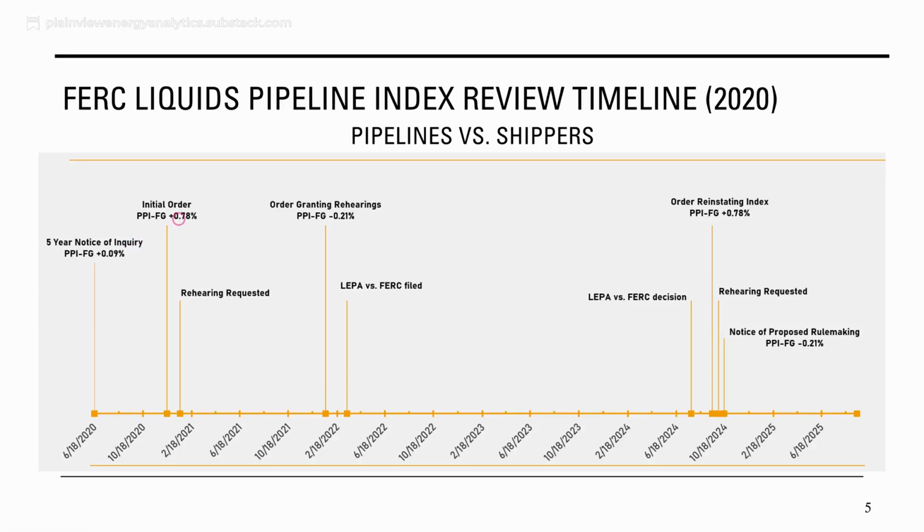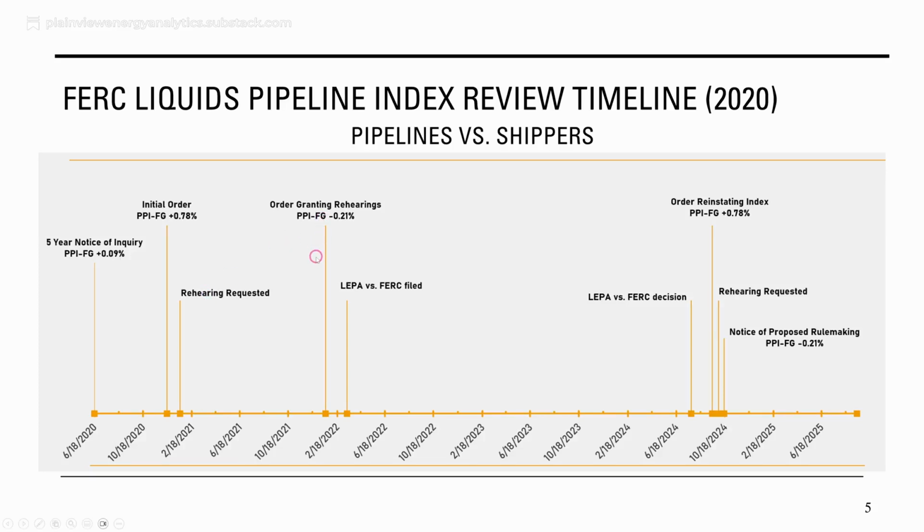So FERC ordered and said, we agree with the pipelines here. This is what it'll be going forward for the next 5 years. Well, as you can imagine, the shippers probably weren't very happy with that, because that means they're paying more money in the future. So they requested a rehearing and basically protested and said, this is wrong. You should use this for these other reasons.